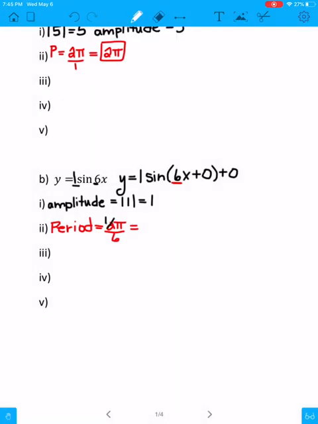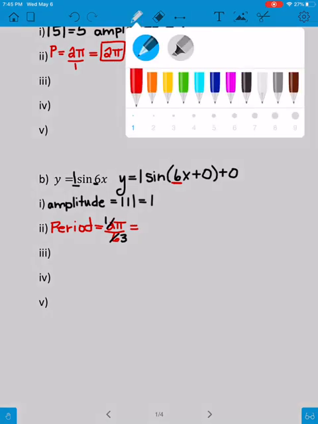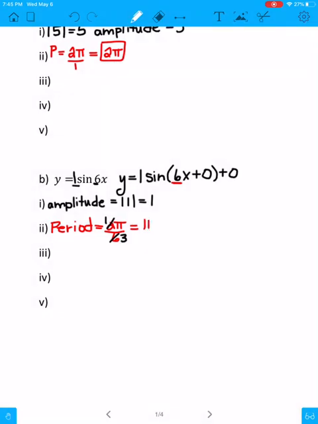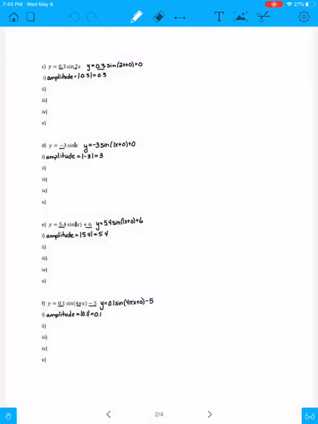2 divided by 2 is 1. 6 divided by 2 is 3. So you're going to get 1 pi, or just pi, over 3. That's your period. Next page.